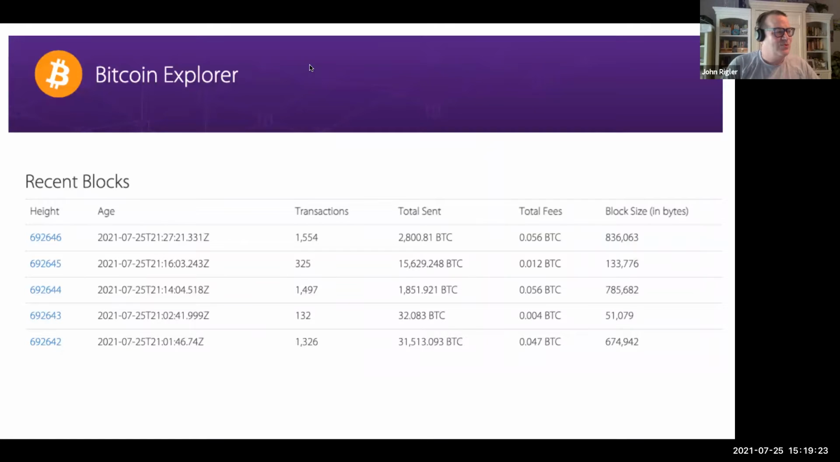So what I'm showing you here is called a block explorer. I grabbed this image today, right? It shows the time and how often a new block is created. And this is Bitcoin. It's creating a new block about every 15 minutes.